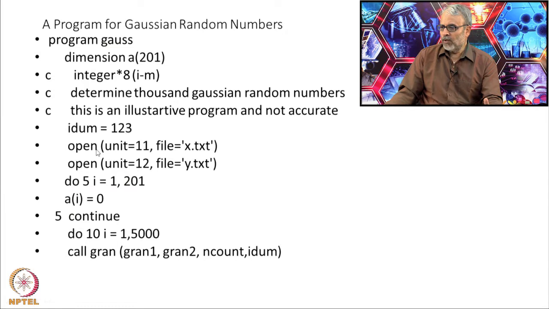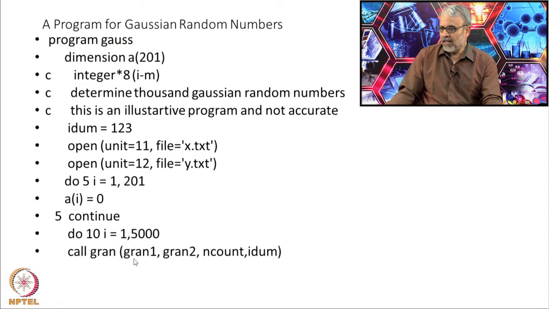Again idem equal to 1, 2, 3, I open two files 11 and 12. I set all my a values to 0, do 5, I going from 1 to 201, I equal to 0, 5 continue. It sets all the initial values of my array a to be 0. Then is my next point, do 10 I going from 1 to 5000. It calls this Gaussian random number program 5000 times. So, I generate 5000 Gaussian random numbers by calling this function 5000 times.